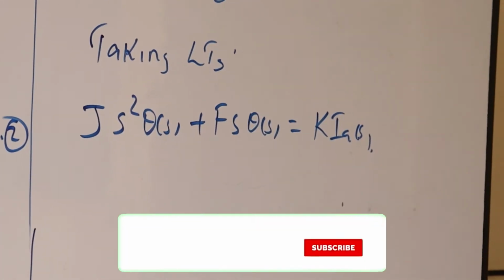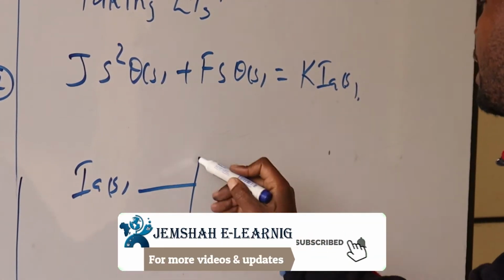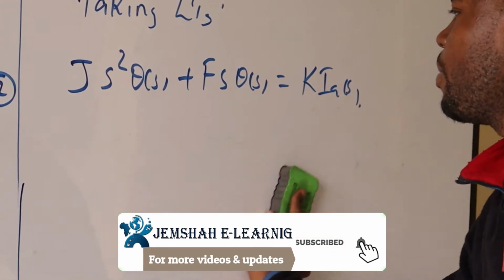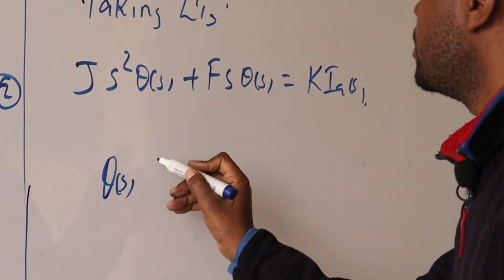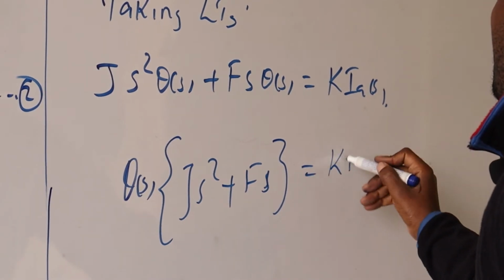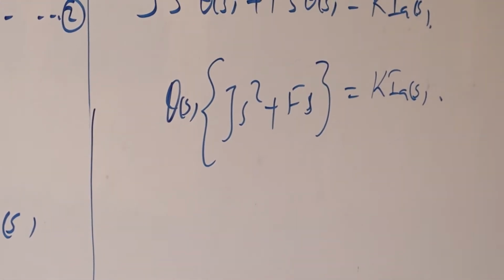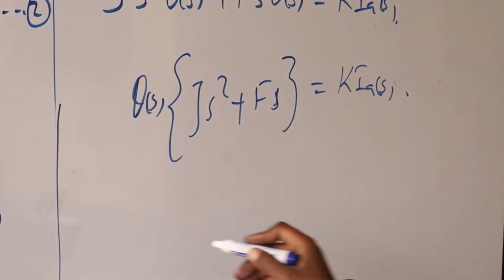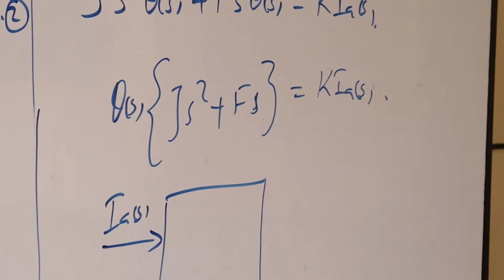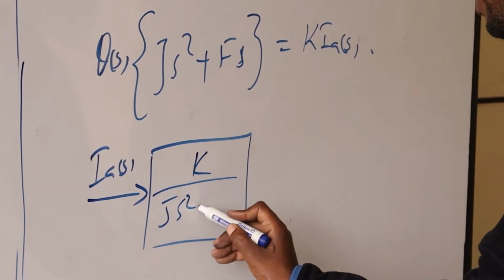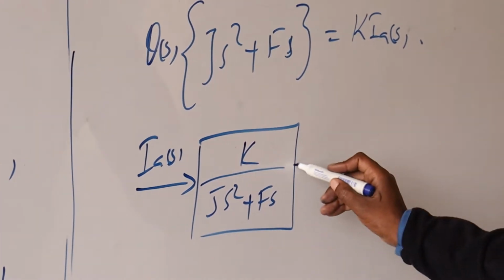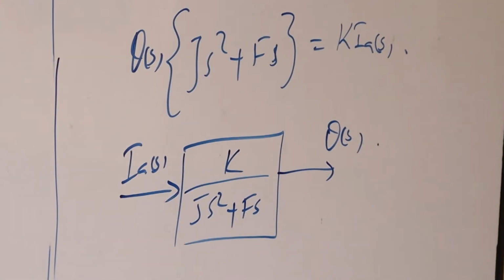The input will be IA of s getting into that. And maybe we can simplify the equation first before we draw the block diagram, so that here we have theta of s into (J s squared plus F s) equals K IA of s. Then from there we can see that if we develop that, we have IA of s getting into that. Then here we have K all over J s squared plus F s. So that is what we have as far as that is concerned, and the output now is theta of s.